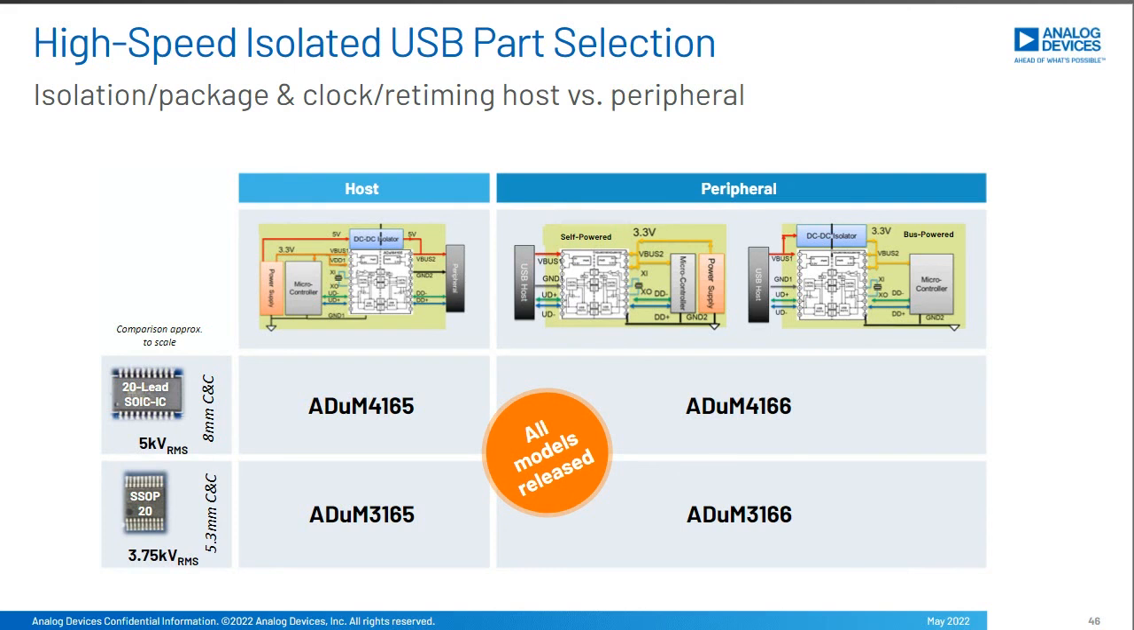And so as I mentioned, this is a 4 generic family. All products are released and available on the web now. And so we have 2 package options, large package for higher isolation ratings and a small package for space saving. We also have options for a host or peripheral device. So this table will help you identify the best device for your application.